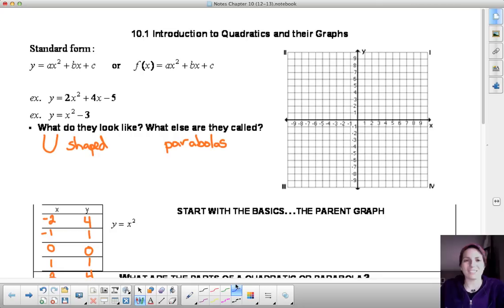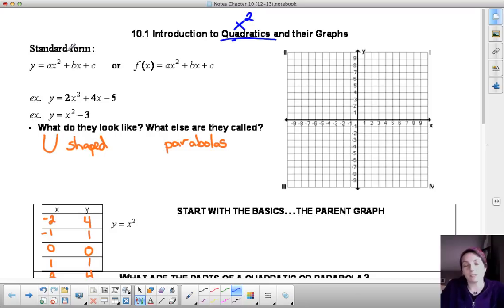All right, let's talk about section 10.1. It's an introduction to quadratics and their graphs. And technically we've already started on quadratics because we've done factoring quadratics. And when you see this word quadratic, all you should be thinking is that this problem has an x squared.